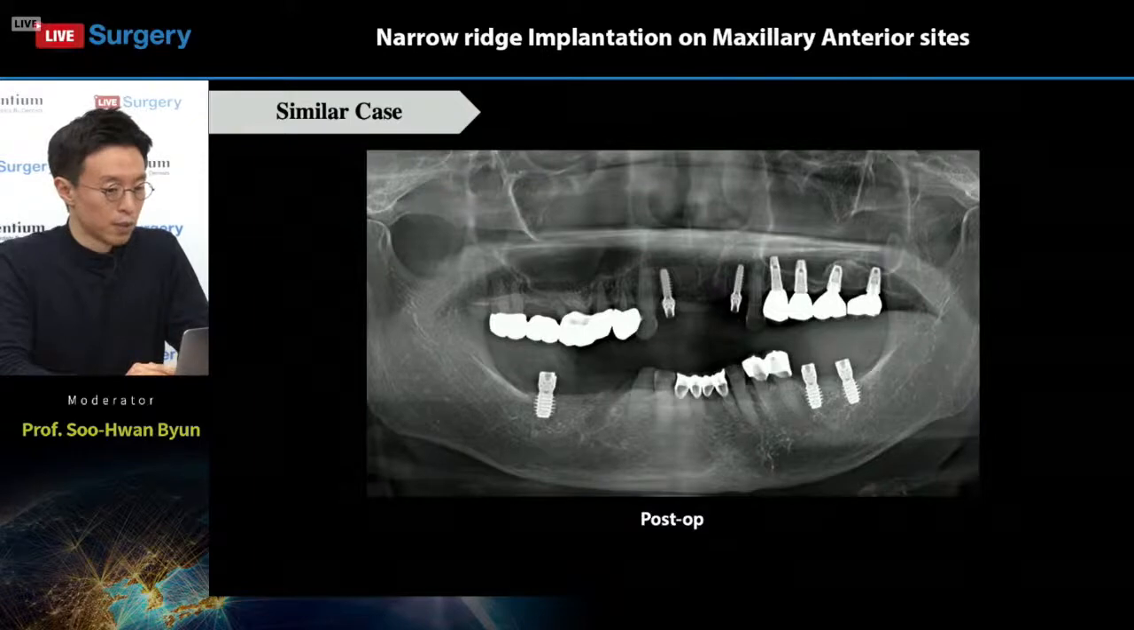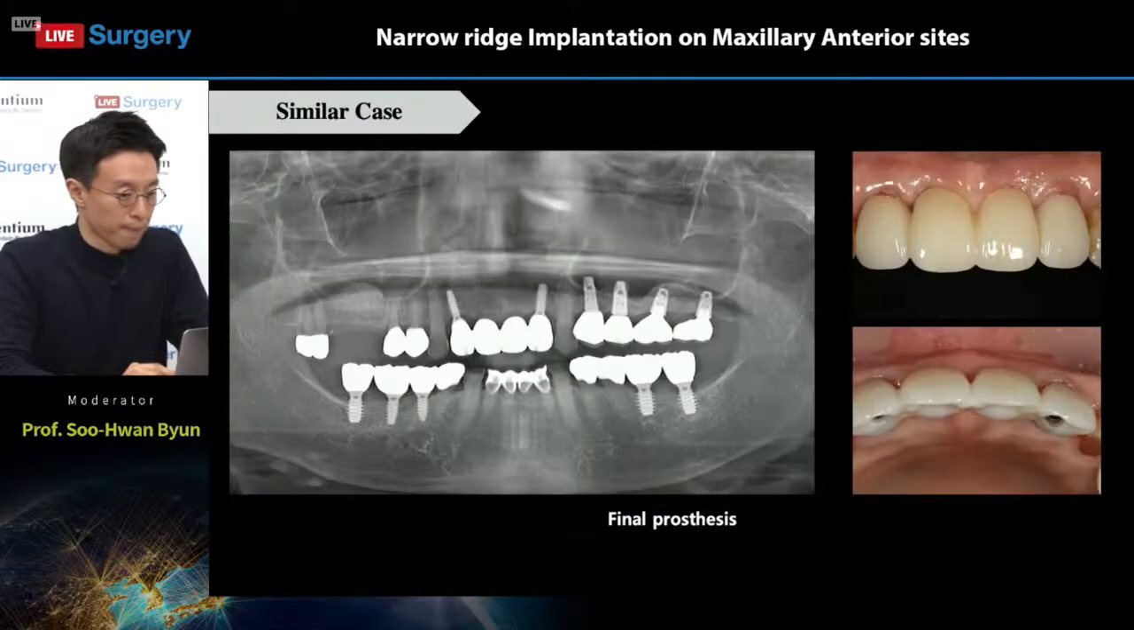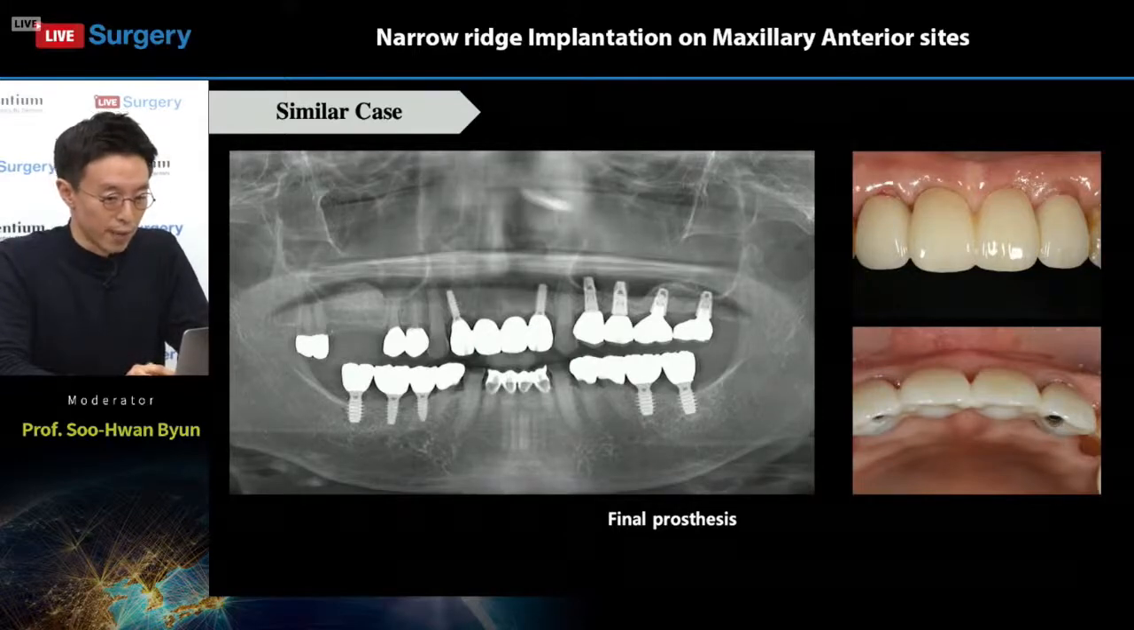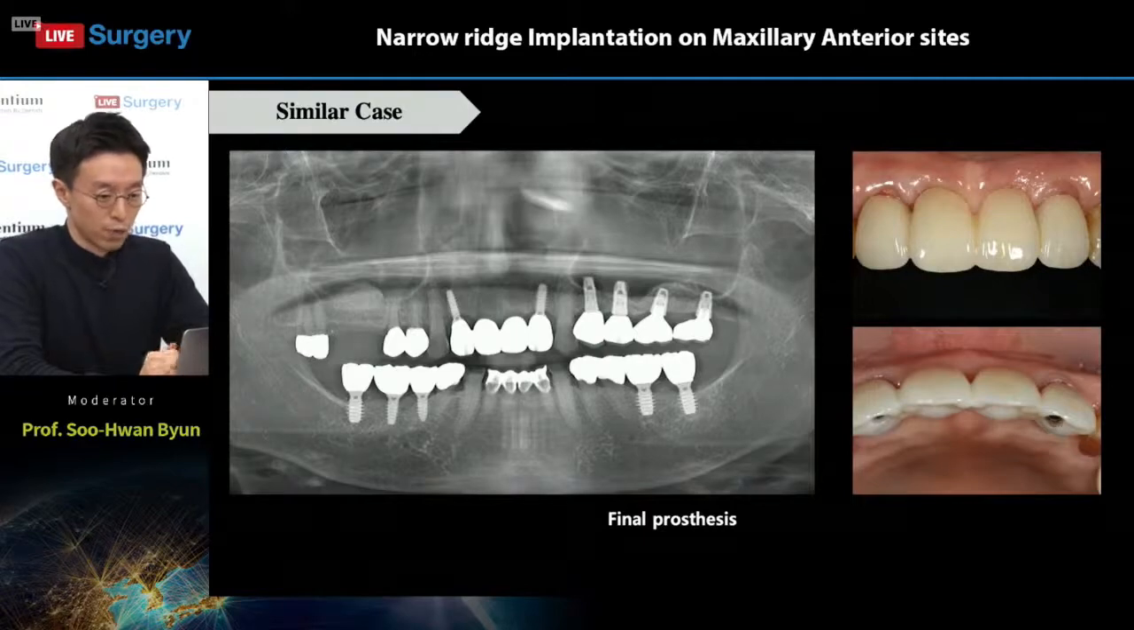This is the post-operative panoramic radiograph. Final prostheses were well fabricated and delivered. Okay, let's move on to the operating room.